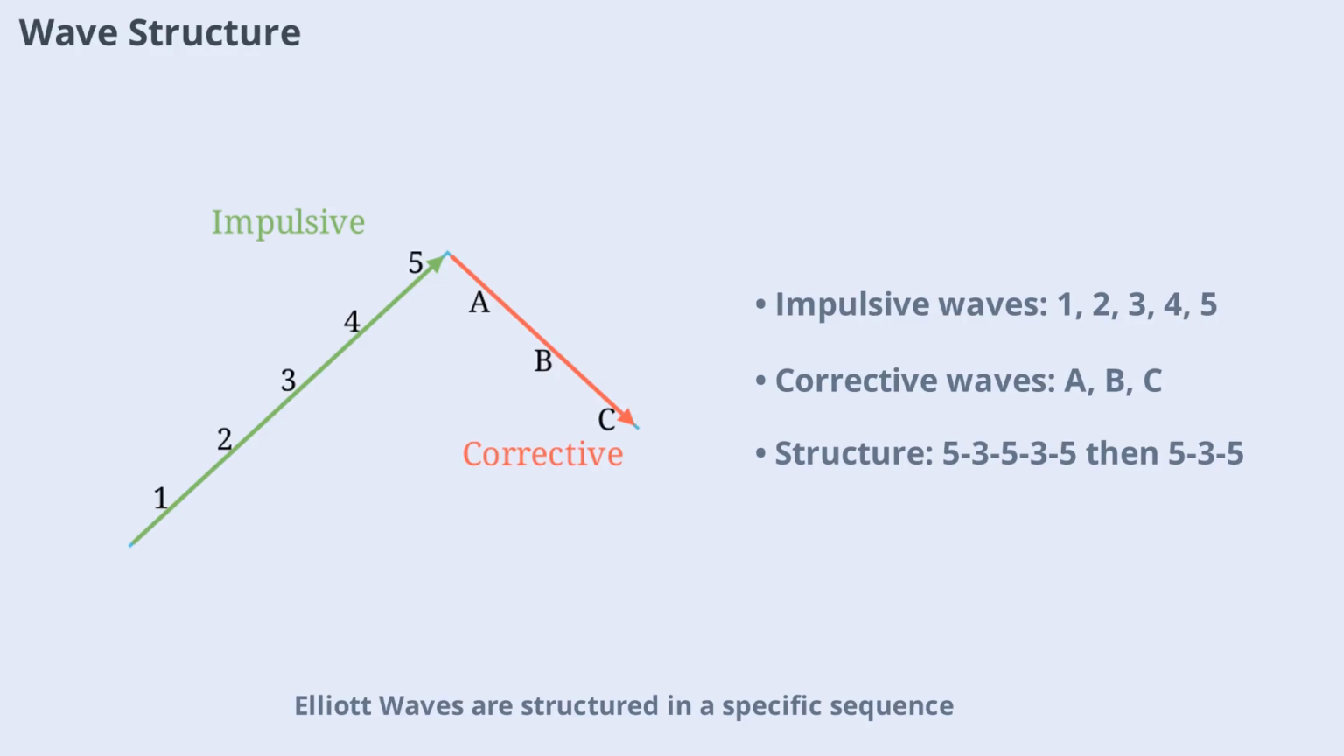Elliott waves are structured in a specific sequence. Impulsive waves always divide into 5 waves, 1, 2, 3, 4, and 5. These are followed by a corrective wave, typically labeled A, B, and C. The numbered waves move in the direction of the trend, while the lettered waves move against it. The structure is often described as 5-3-5-3-5, followed by 5-3-5.